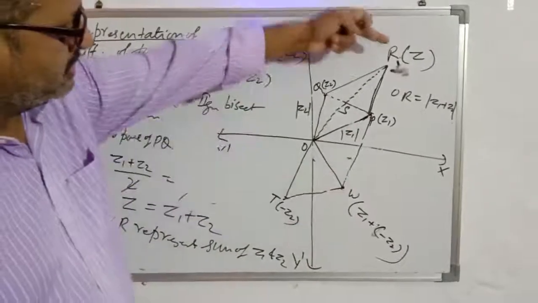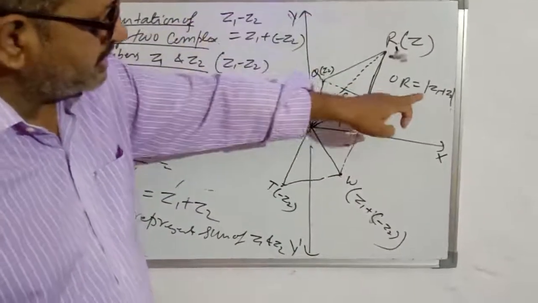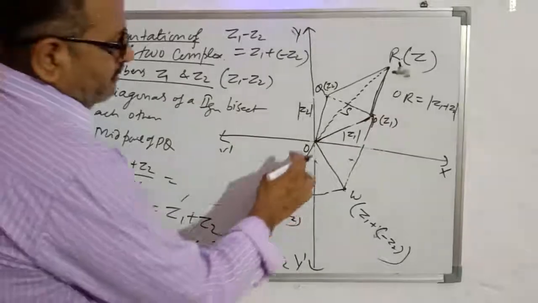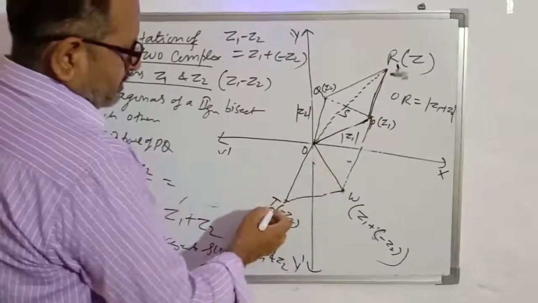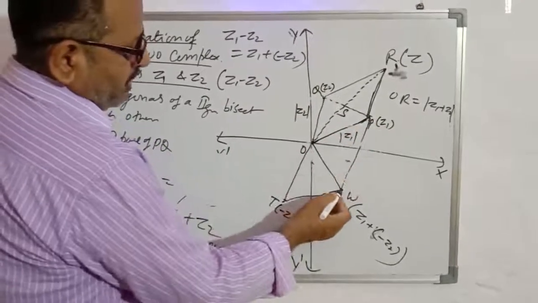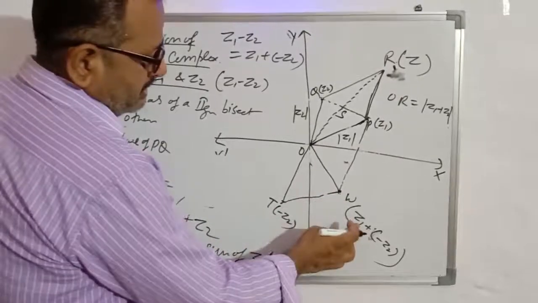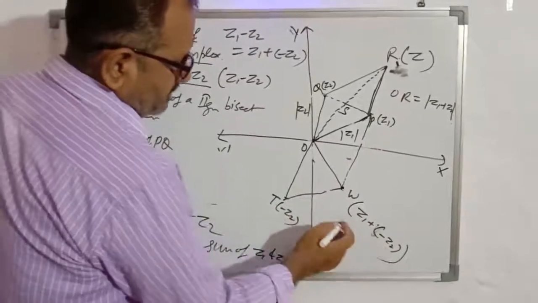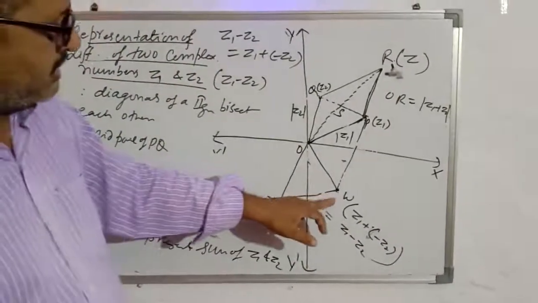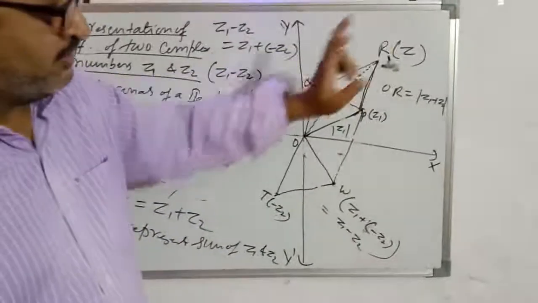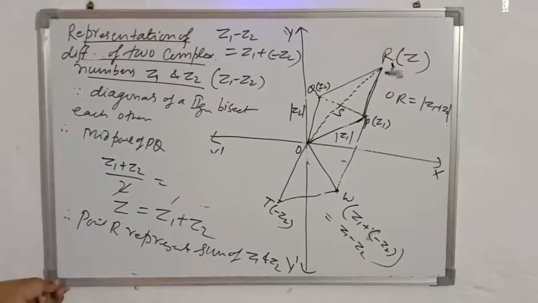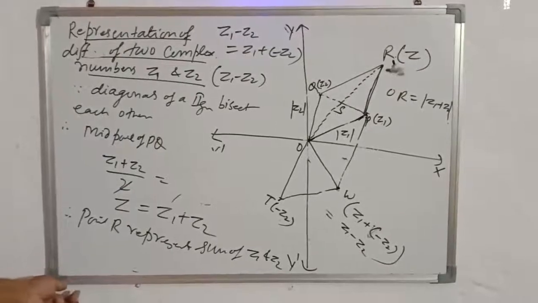See the above figure: this point R represents Z1 plus Z2. So when we complete this parallelogram, point T represents minus Z2 and point P represents Z1. So this point W will represent Z1 plus (minus Z2), the sum of two complex numbers, and we can write it as Z1 minus Z2. So the difference of two complex numbers is represented as the sum of two complex numbers, as above. Now the last topic we have to discuss is triangle inequality.